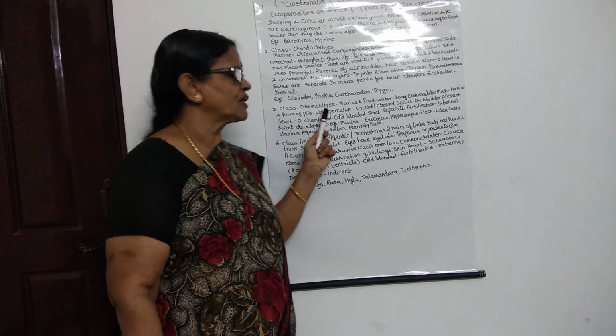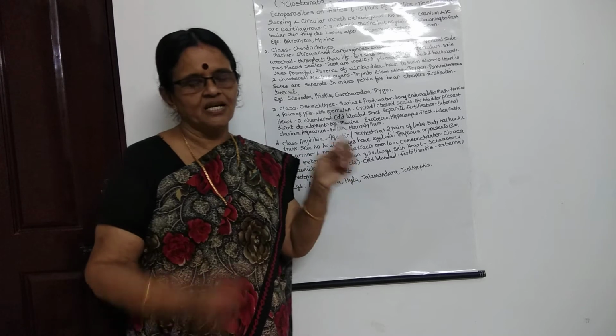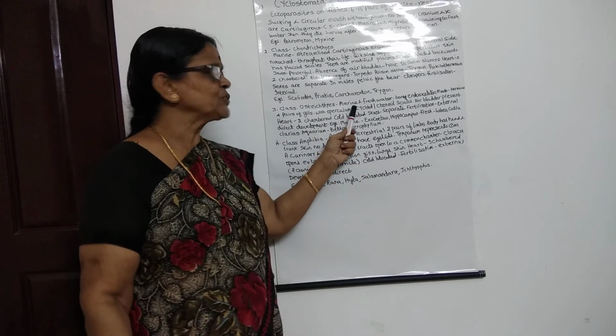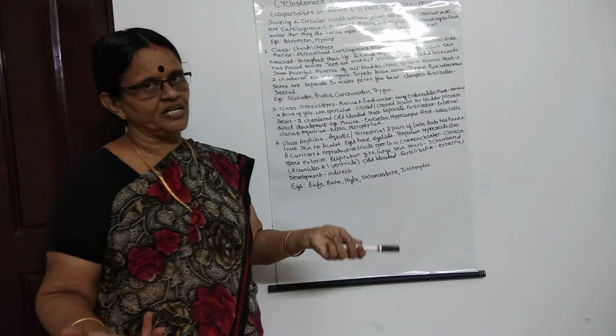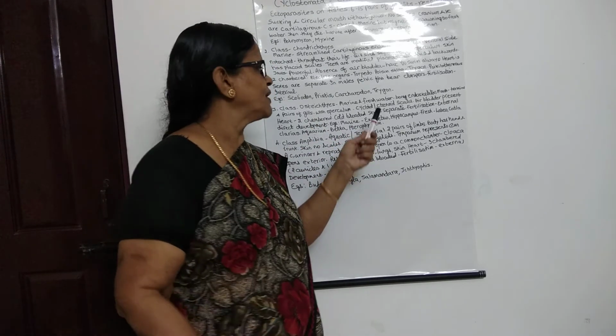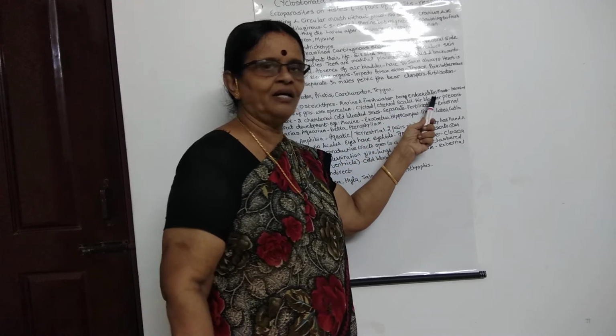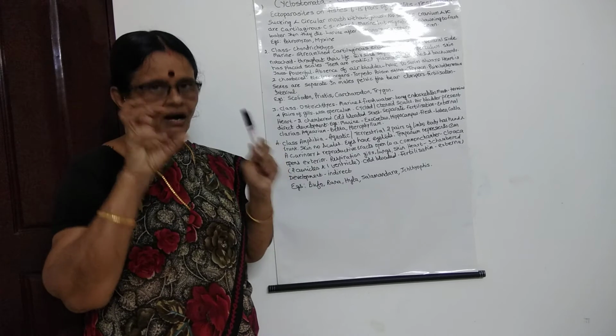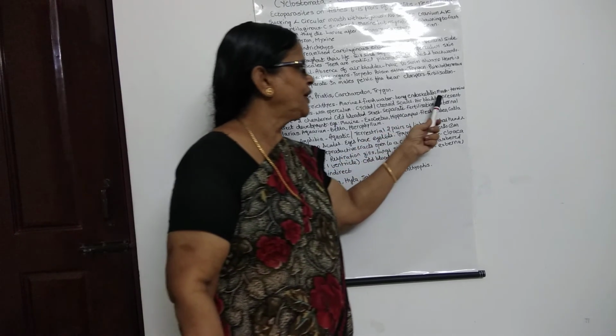The next class is Osteichthyes. So the next class of the Pisces is called Osteichthyes. They are seen in marine water, and they are also seen in freshwater, both. Then they are bony, having an endoskeleton. So here it is cartilaginous, here it is quite hard. So that's why it's called bony endoskeleton.